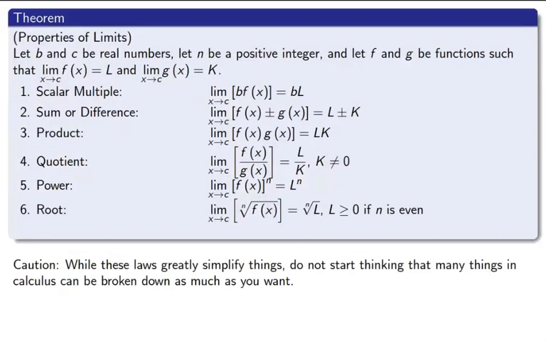Here are some properties of limits, and all of these would need to be proven using the epsilons and deltas, but we will not do that for this particular class. The properties of limits have a few things here. We've got a scalar multiple. All that really says is that if you take a limit with a constant in front, you can bring the constant in front of the limit.